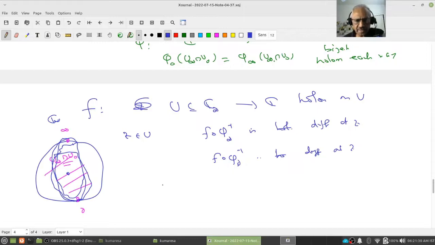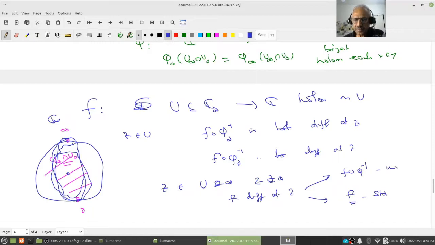If you remember, I said if z belongs to some neighborhood of U containing infinity, and z is not equal to infinity, then f differentiable at z can be checked in two ways. One is f composite phi inverse, the other one is simply f, the ordinary standard definition, using phi. Do you remember? That's where I ended the subtle point in the last lecture.